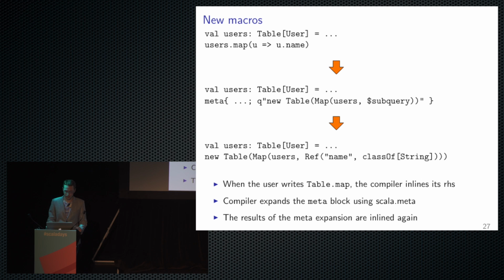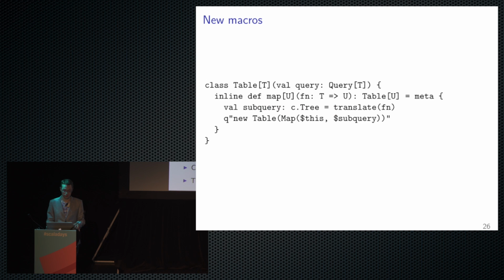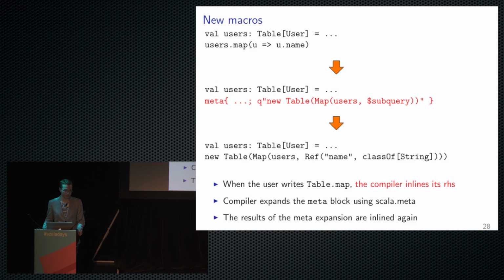At first, we do the first transformation. When we call inline methods, we just take the right-hand side of the inline method, this block that was written here, meta, braces, and some stuff, and we just inline it into the call site. And this is what we do with inline methods. Nothing else, no other magic, no macros involved at all.